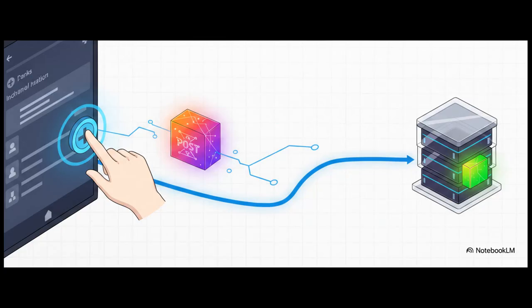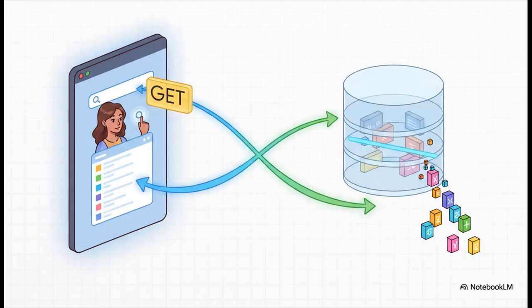When a POST request hits our /api/v1/tasks endpoint, our server uses that Mongoose task model we created and calls the simple .create method. And just like that, a new task is born and saved permanently in our database. Next up, read. When a GET request comes in to that same endpoint, our server uses the .find method.